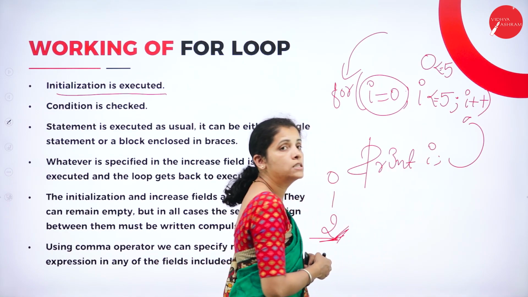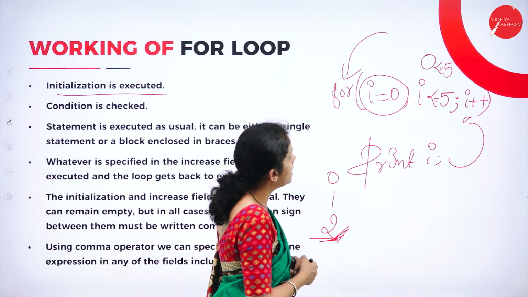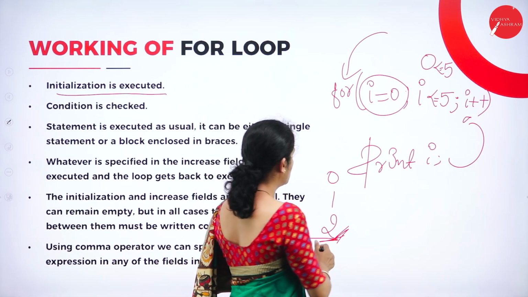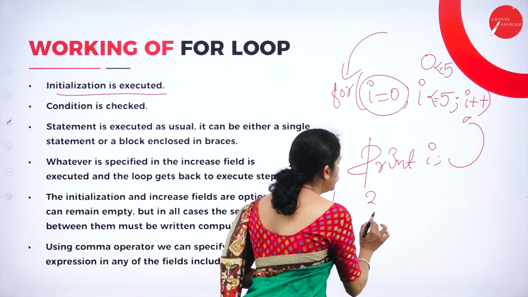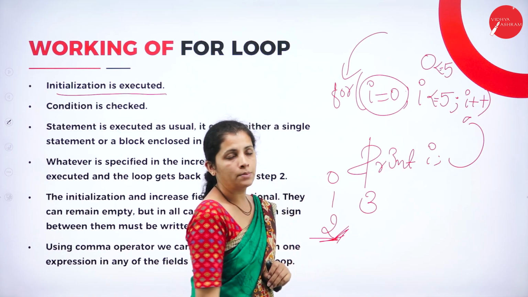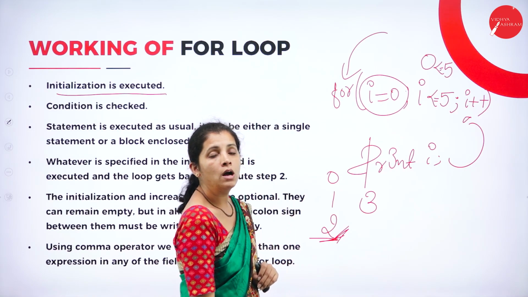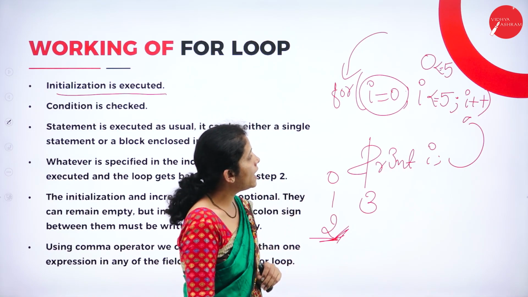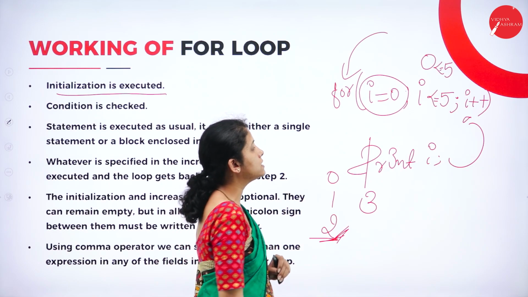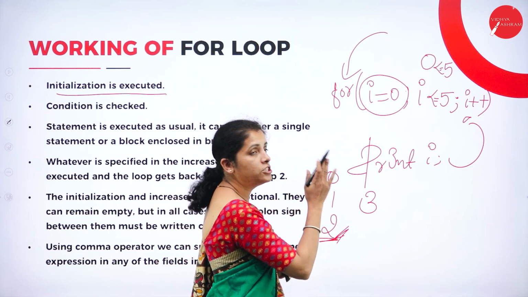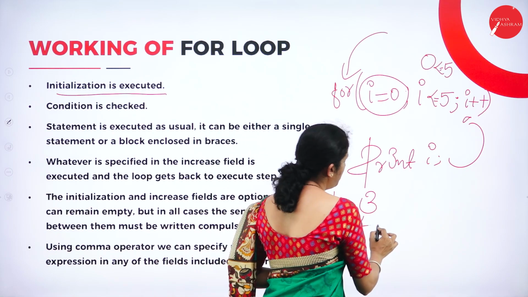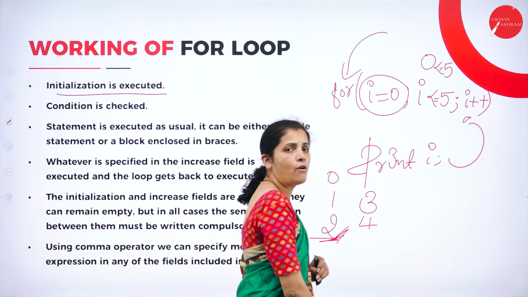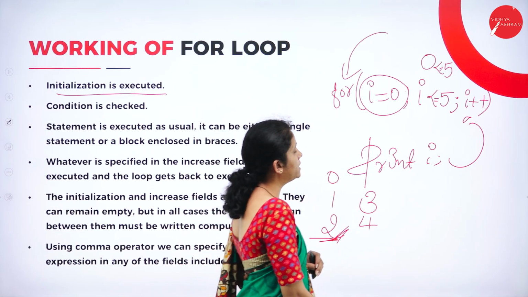Now I is 3. 3 less than or equal to 5. Condition is true. So I'm going to get the output 3. That means I'm going to print 3. Now I is incremented by 1. I is now 4. 4 less than or equal to 5. Condition is true. So I'm going to print 4. Now I is incremented by 1.